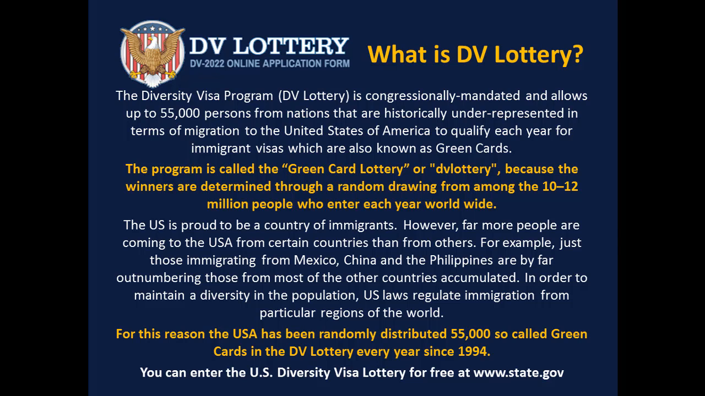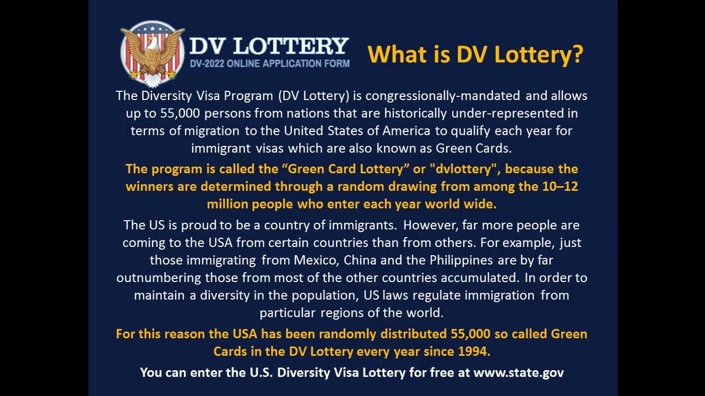So, to continue, the Diversity Visa Program or DV lottery is congressionally mandated and allows up to 55,000 persons from nations that are historically underrepresented in terms of immigration to the United States of America to qualify each year for immigrant visas, which are also known as green cards. The program is called the Green Card Lottery or DV lottery because the winners are determined through a random drawing from among the 10 to 12 million people who enter each year over all the countries in the world.